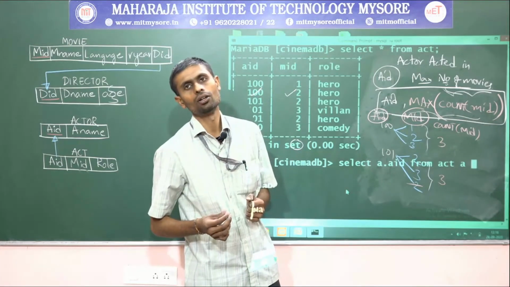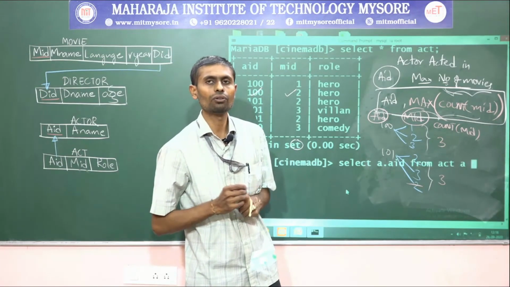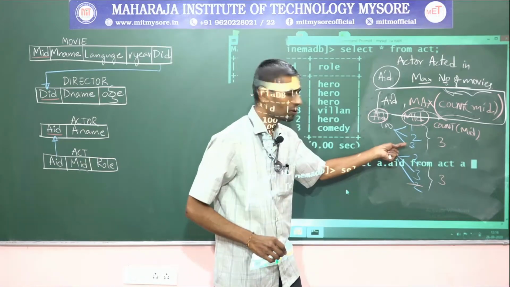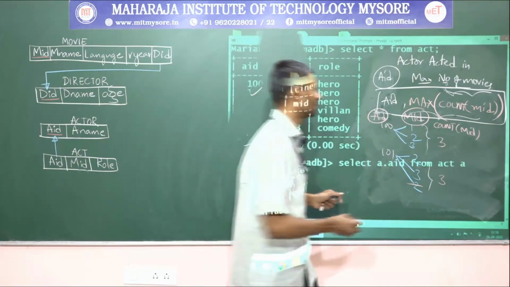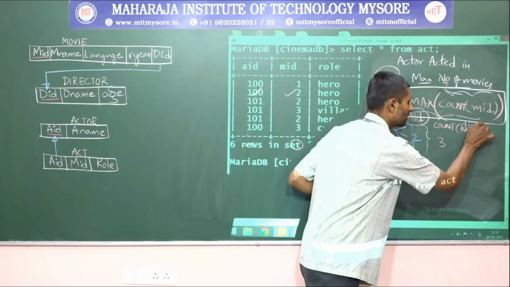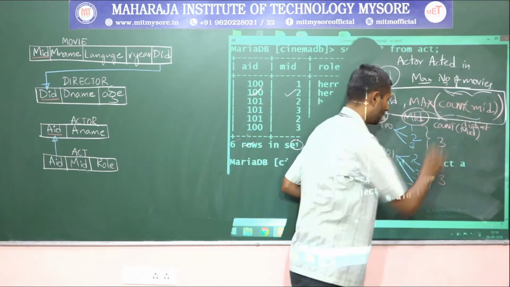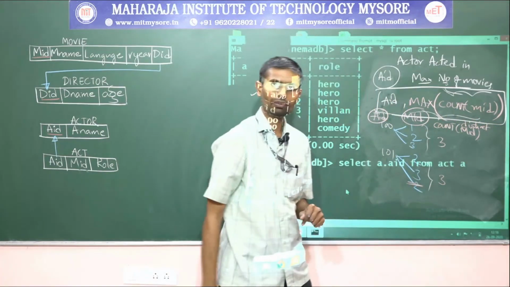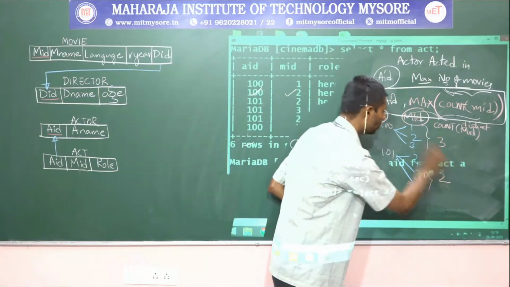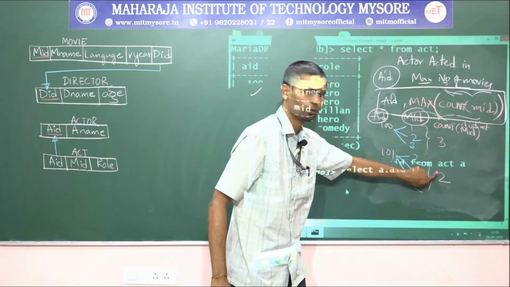How can I achieve it, guys? To achieve this, we always go with counting distinct movie IDs. So count of distinct movie ID. All repeated entries will be neglected and this count becomes 2, right? This is the count of movie ID.